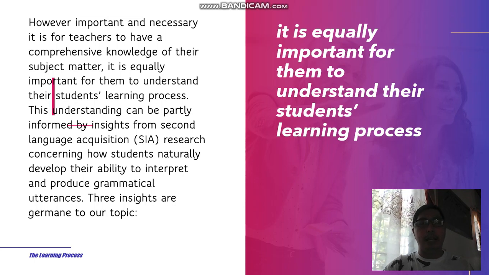This understanding can be partly informed by insights from second language acquisition. That is why we are trying to discuss various approaches and theories about second language acquisition research, concerning how students naturally develop their ability to interpret and produce grammatical utterances. There are three insights we are going to talk about today on how students learn grammar.